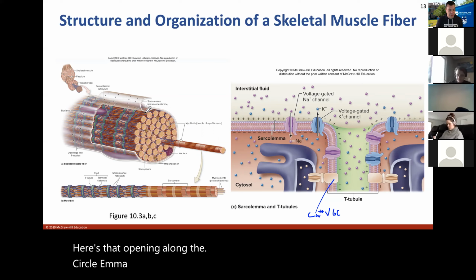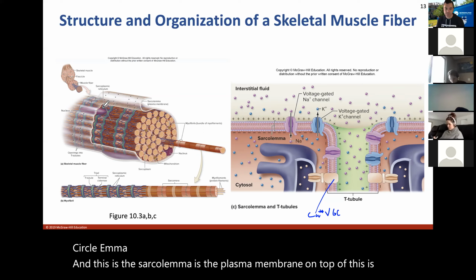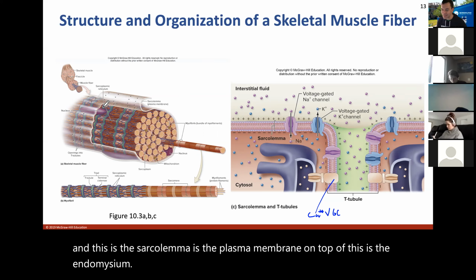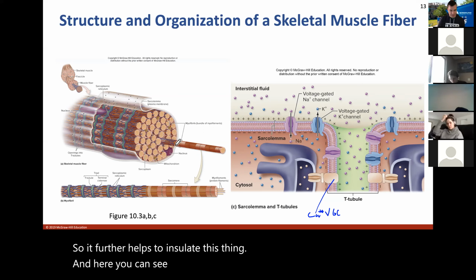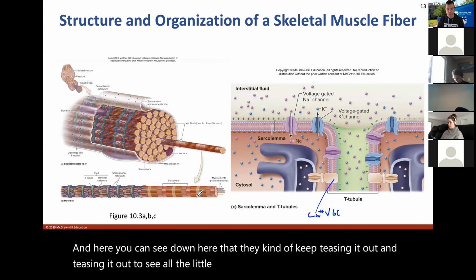And this is the sarcolemma, it's the plasma membrane. On top of this is the endomysium. So it further helps to insulate this thing. And here you can see down here, they kind of keep teasing it out to see all the little fundamental pieces. We'll be going into all this here.